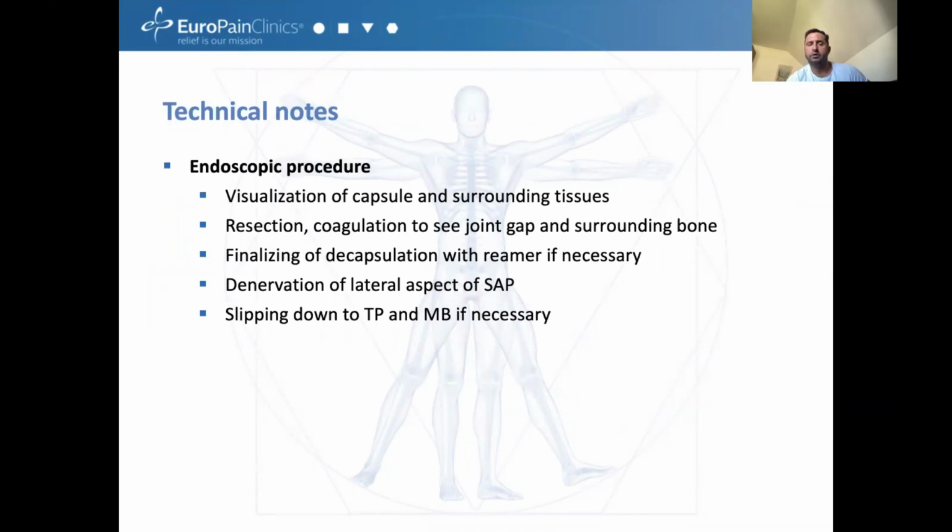Technical notes: it's an endoscopic procedure, visualization of capsule and surrounding tissues, resection, coagulation to see joint gap and surrounding bone, finalizing of the decapsulization with RIMA if necessary, denervation of lateral aspect of superior articular process, and slipping down to thoracic to the transverse process and medium branches if necessary. So you can really do the complex procedure, treatment and denervation if necessary, but we're trying to avoid the denervation of medium branch.